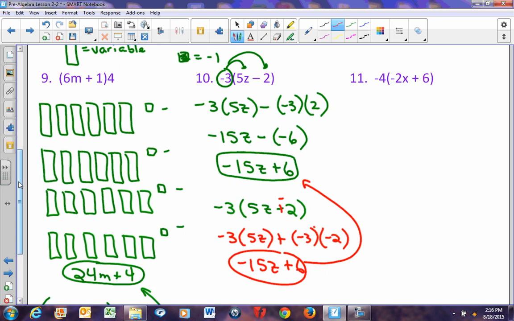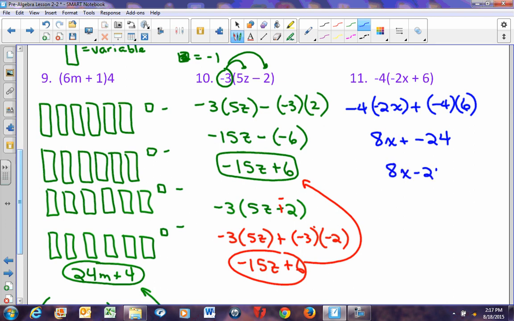Sometimes it's helpful to think, remember, subtraction is the same as adding the opposite, keep, change. So if that helps you from making mistakes with your negative and positive signs, I highly encourage you to do that. Let's look at this last one here. I have negative 4, and multiply that by negative 2x plus negative 4 times positive 6. So that becomes positive 8x plus negative 24. I don't like plus a negative, so I'm going to simplify that to be 8x minus 24.